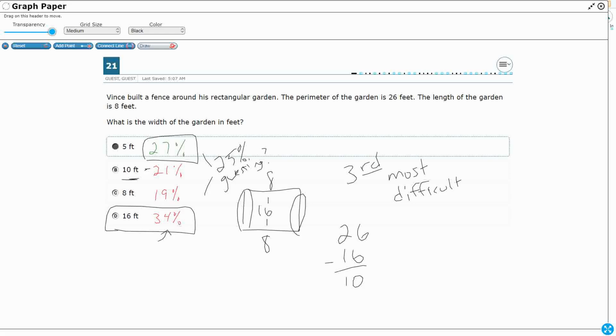There was no visual here. There's no picture. So the first thing I do is draw a picture. Have them draw a rectangle. Have them label. Do they even know what the perimeter is? Because if they don't know what the perimeter is on the rectangle, right, then they're just going to have to guess.